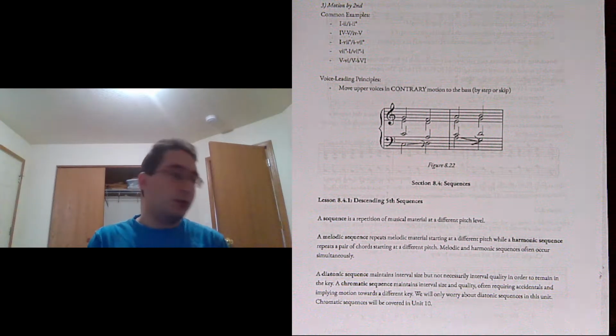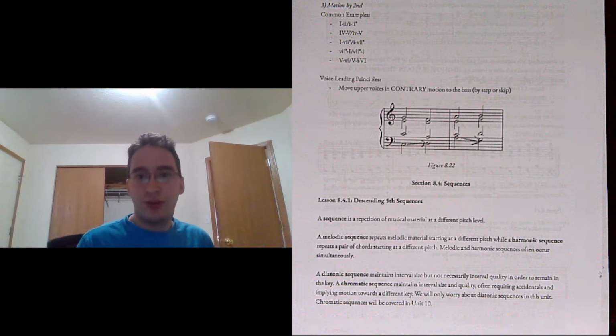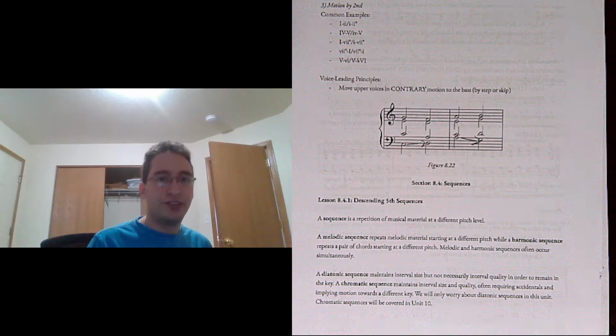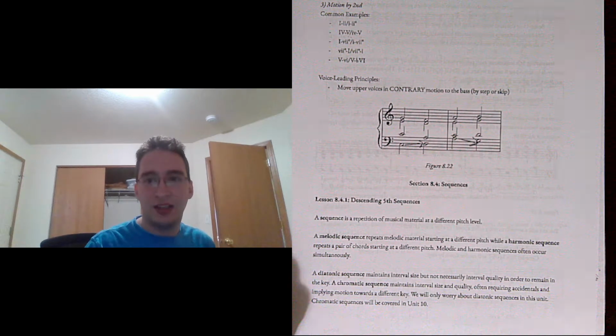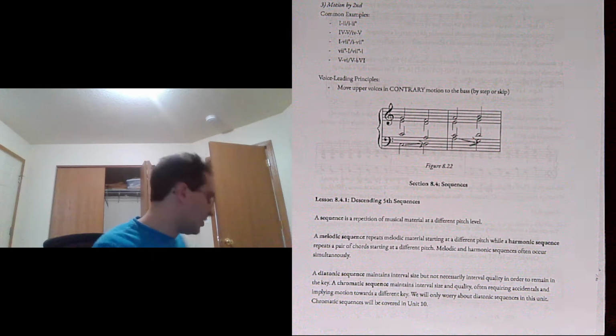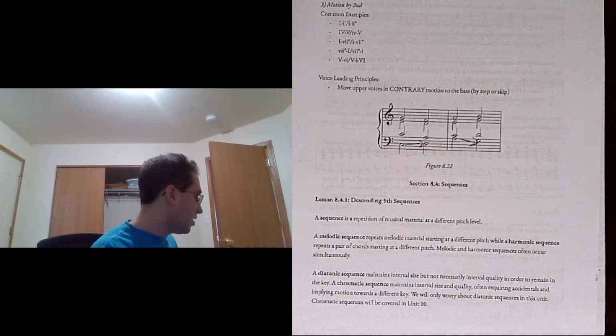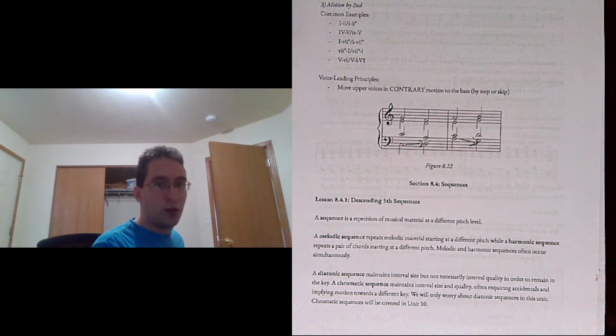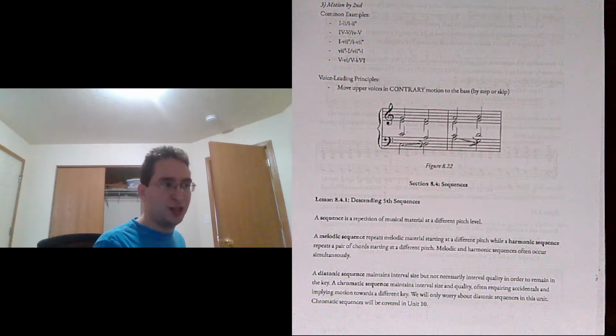A diatonic sequence, which is what I've been playing, stays within the key. It maintains the interval size, the number, but not necessarily the interval quality, whether it's major or minor. So 1, 2, 3, 4, 3, 2. It's all stepwise, but there's a half step between 3 and 4. Going up diatonically, the half step is still between 3 and 4. 2, 3, 4, 5, 4, 3. So it's at a different point in the melody.